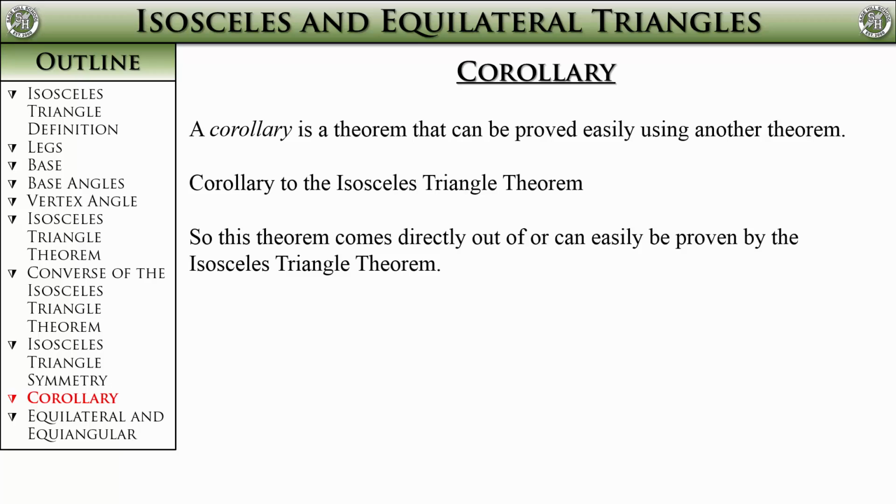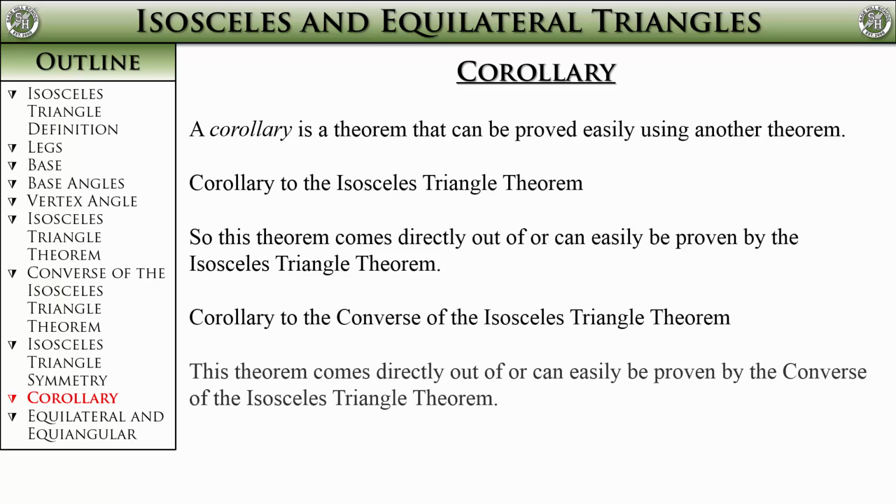Since this theorem was listed as the corollary to the isosceles triangle theorem, I know that it comes directly out of, or can be easily proven by the isosceles triangle theorem. These two theorems are closely related. Similarly, there is a corollary to the converse of the isosceles triangle theorem, which tells me that it comes directly out of, or is easily proven by, the converse of the isosceles triangle theorem. That's what a corollary is.